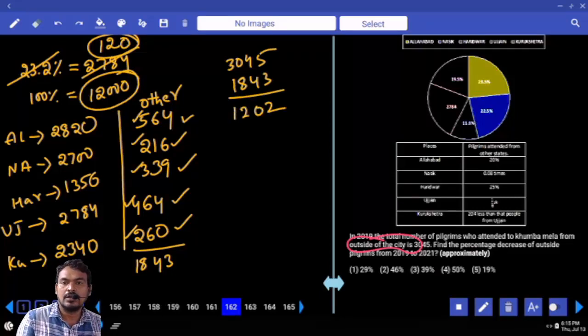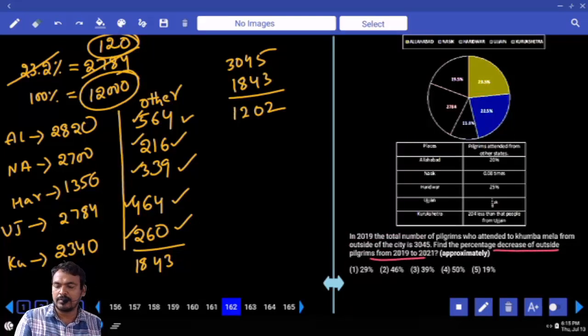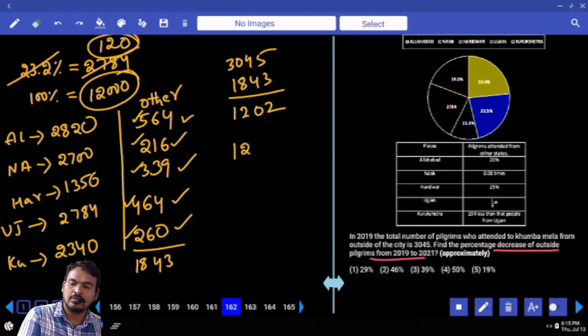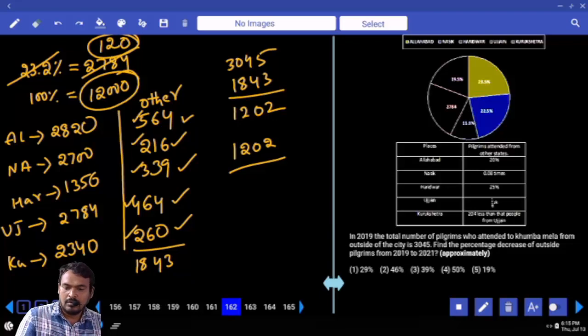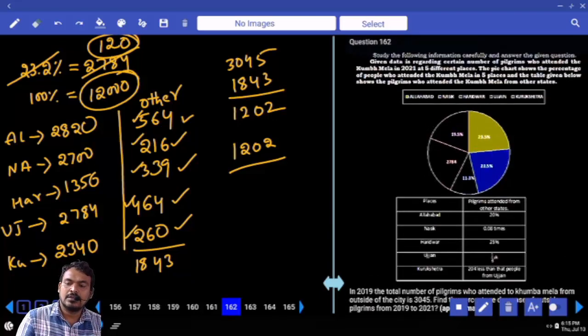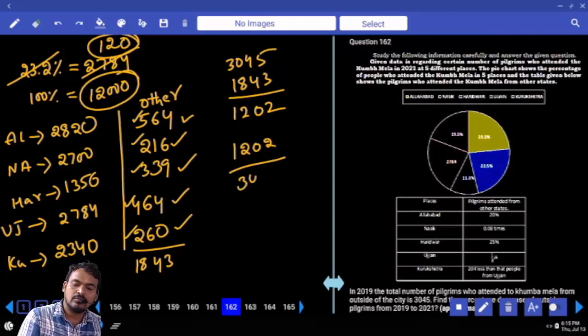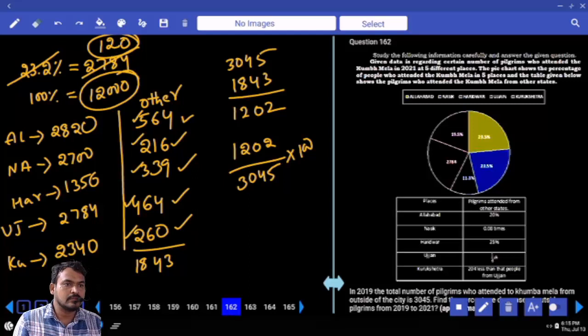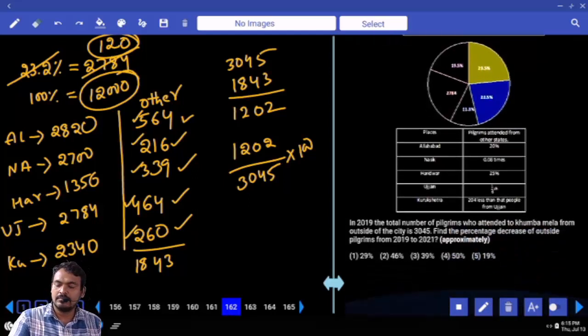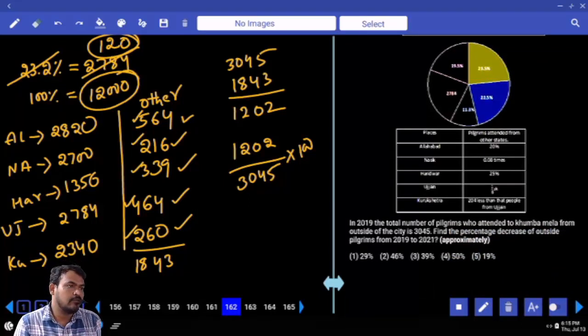1202. And 1202. What is the question here? Percentage decrease of the pilgrims from 2019 to 2021. How much value is decreased? 1202. It is calculated on which one? It is calculated on 3045. 1202 by 3045 multiplied by which one? 100. It is almost more than 40%, but nearby 40%. What is the nearest value? 39.